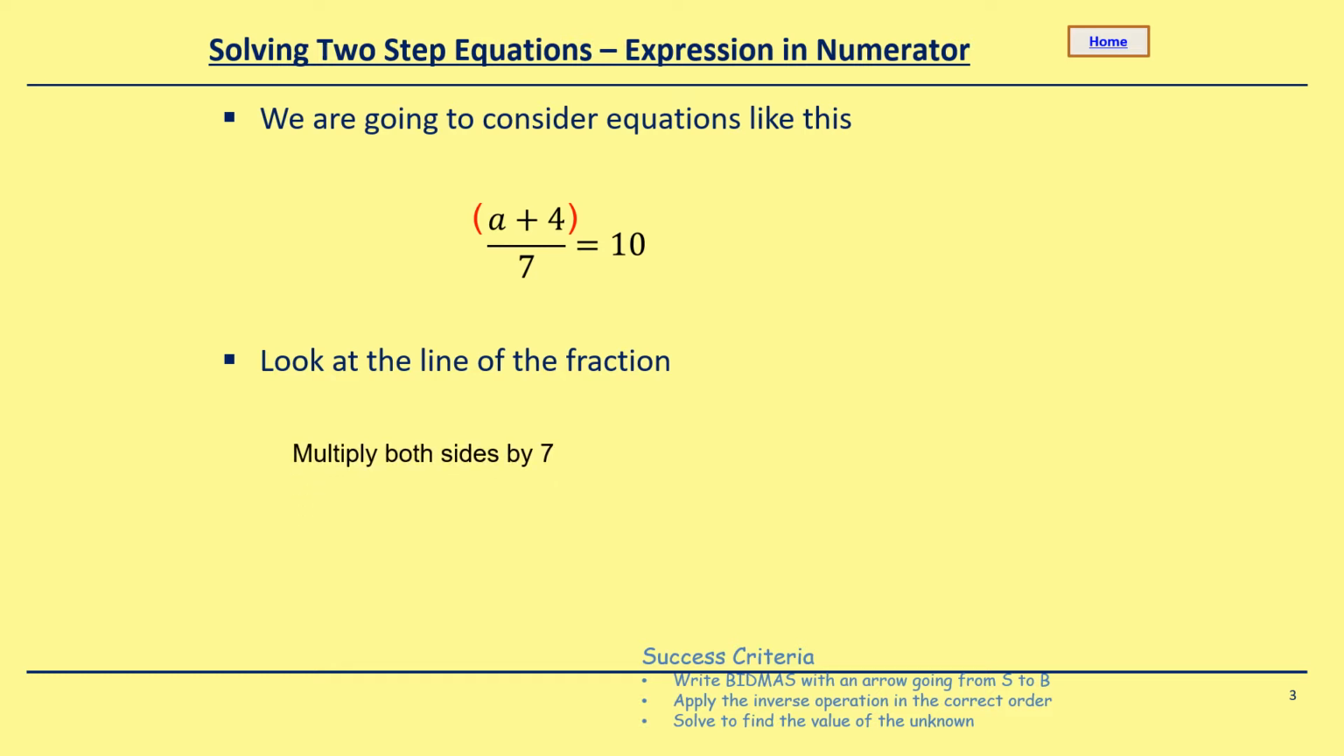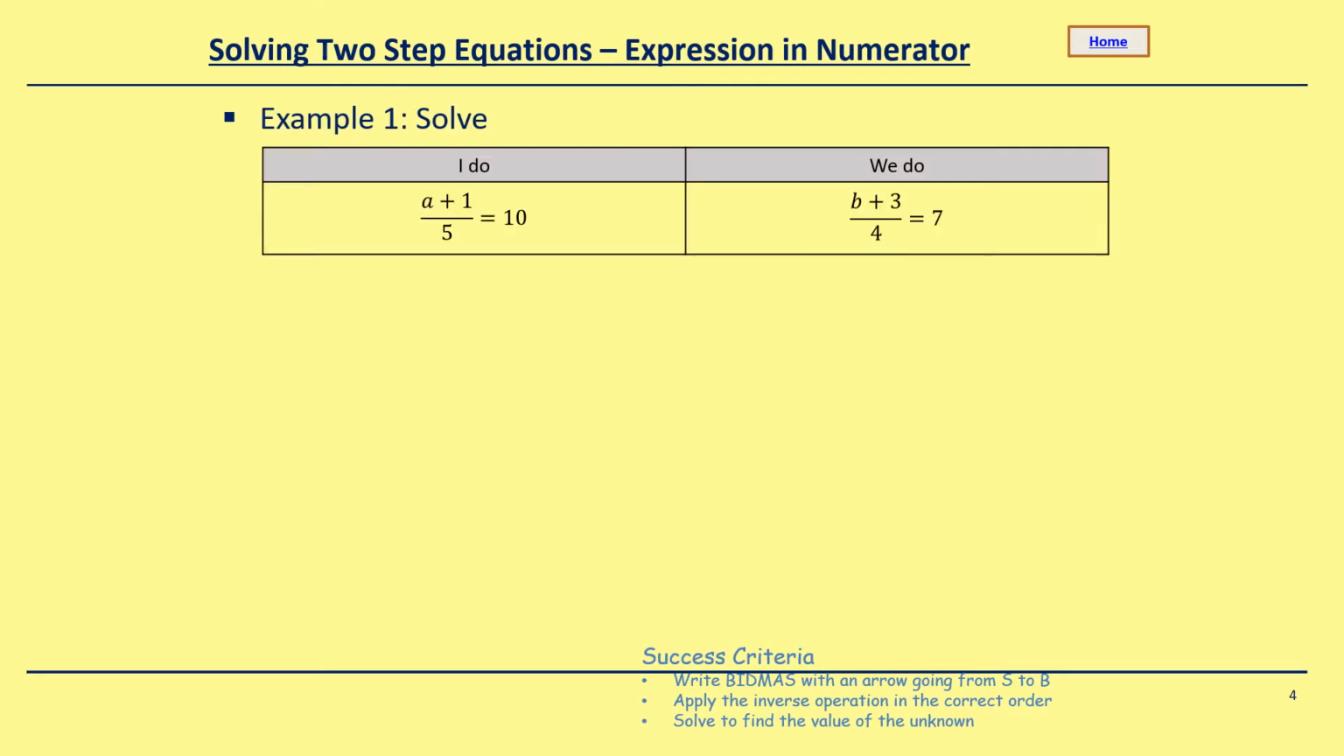So what we need to do is multiply both sides by 7. The opposite of divide by 7 is multiply by 7. So we get a plus 4 equals 70, and then we subtract 4 from both sides, we get a equals 66. So this is the one, you're going to copy this down as we go along.